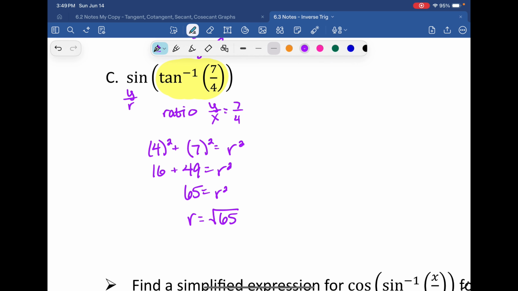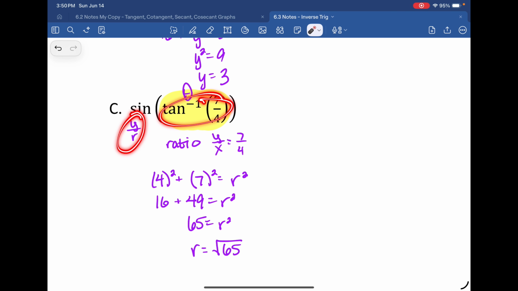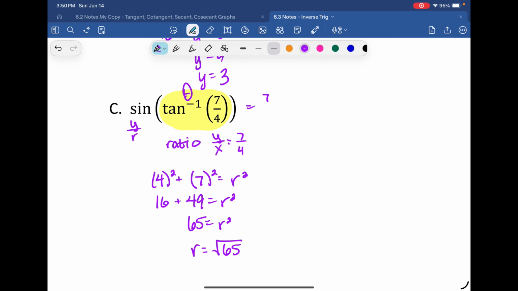So we go back to the beginning. Inverse tangent of 7/4, that is an angle. Okay, the answer to the inverse is an angle. Now I want the sine of that angle. Sine is y over radius. I know y is 7, and now I know that the radius is root 65. Let me get that radical out.